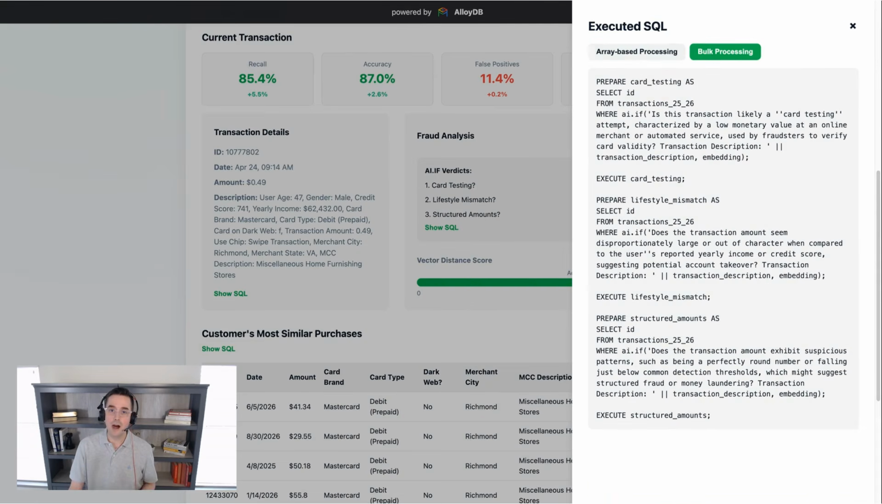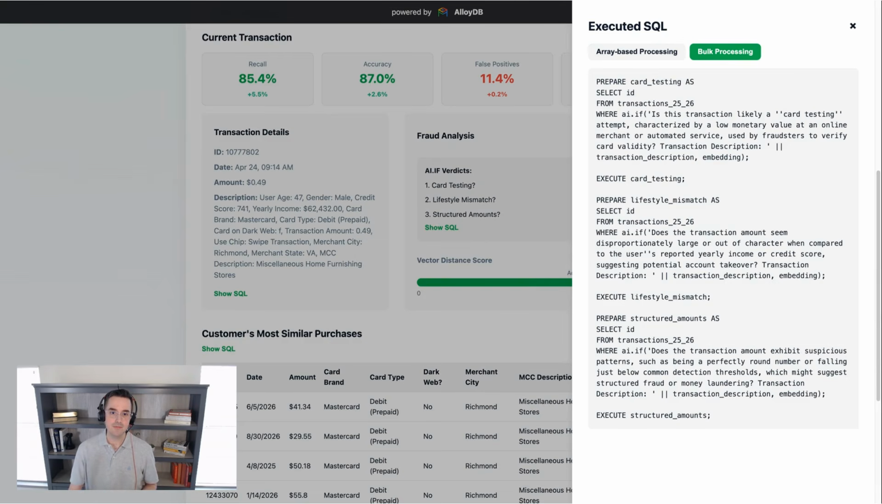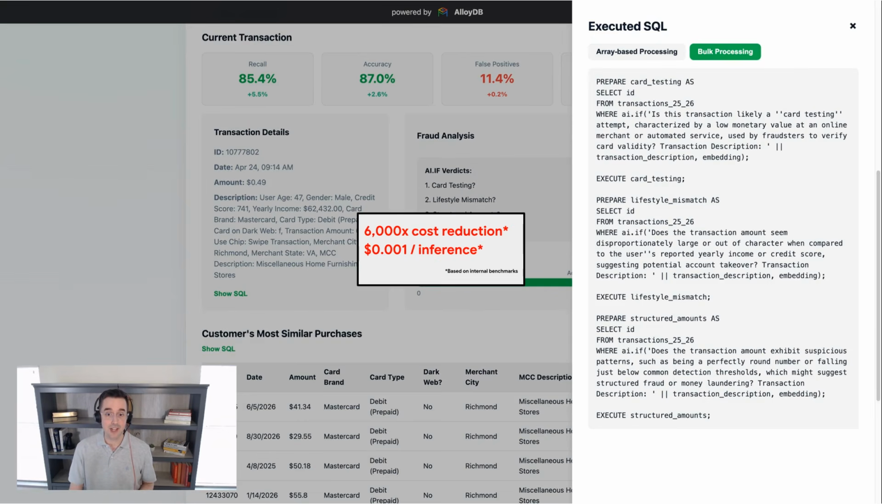And with our new optimized ai.if function, we use native in-database execution and surrogate models. With these optimizations, our benchmarks have shown the ability to process 100,000 rows per second. That's a 23,000x improvement over traditional row-at-a-time calls. With these preliminary results, we're seeing cost reductions of up to 6,000x, bringing the price of this intelligent inference down to just 1/10 of a cent.